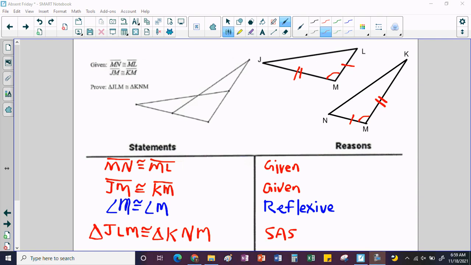Once again, the rest of the proof is really simple. These two triangles are congruent by side angle side. And again, the only thing that's new here is that there was a shared angle that was congruent by the reflexive property.